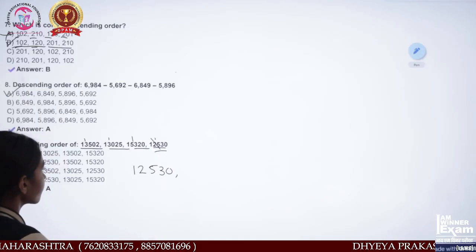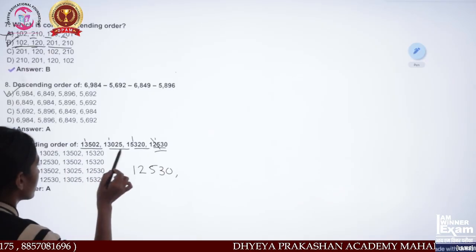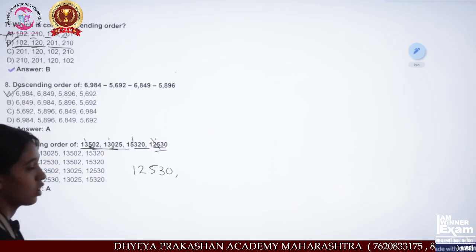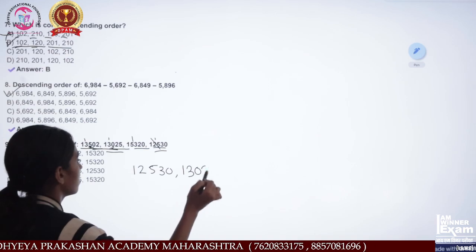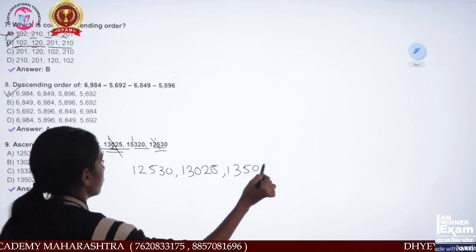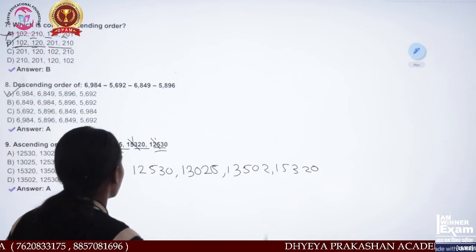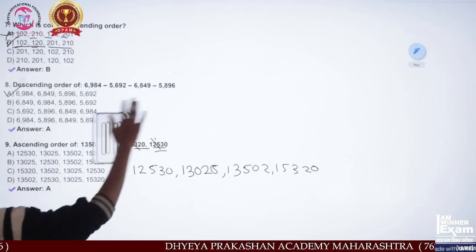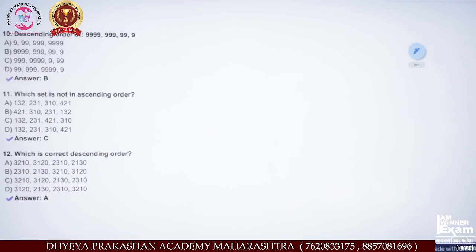After that, 3 is the smallest. Let's talk about these two numbers. After 3, there is a 5 and 0. Which is the smallest? 5 or 0? 0 is smallest. Write this number here. After that, write this number. Then this. Our answer is this. Then which option matches our answer? Option A matches our answer.